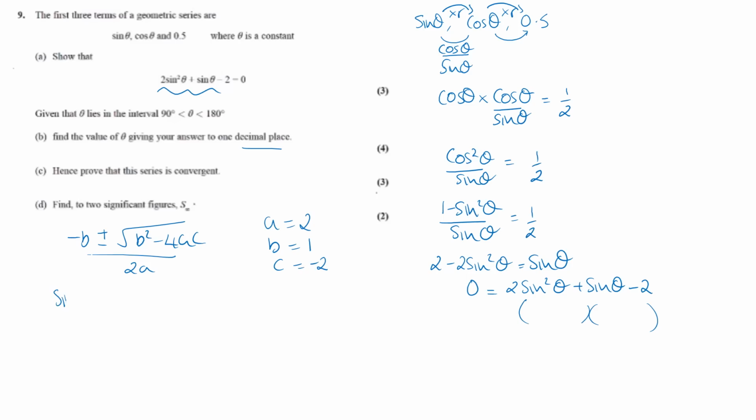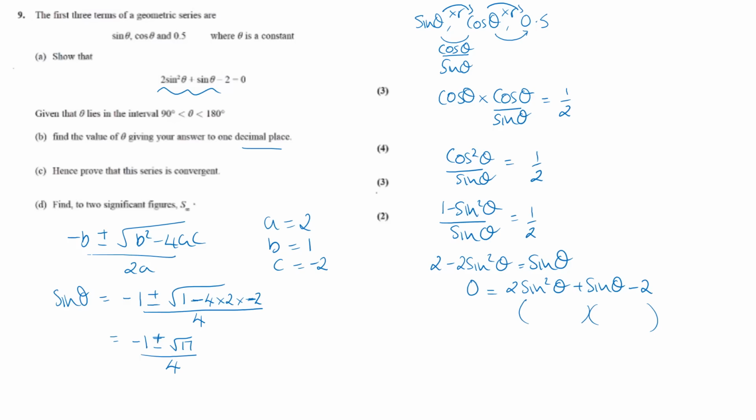So this will give us answers for sine theta, which will be minus b, minus 1, plus or minus the square root of b squared, 1 minus 4 times 2 times minus 2, all over 2a, which is 4, which is equal to, with the minus here and the minus, we're going to have 1 plus 16, so minus 1 plus or minus the square root of 17 all over 4. Now when you do this, if you do the top one, the minus 1 plus root 17 over 4, that gives you a decimal.